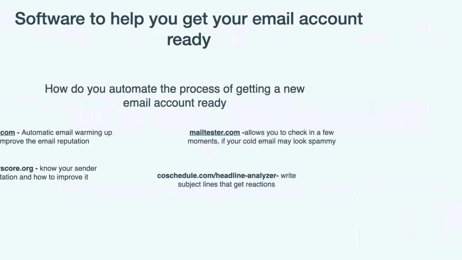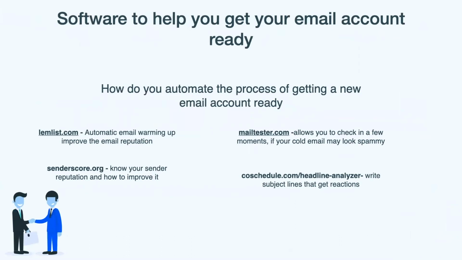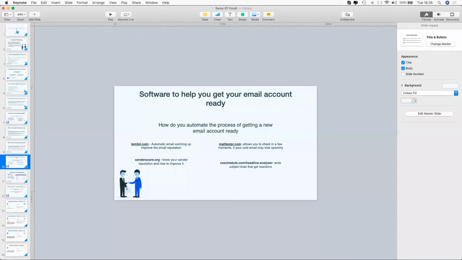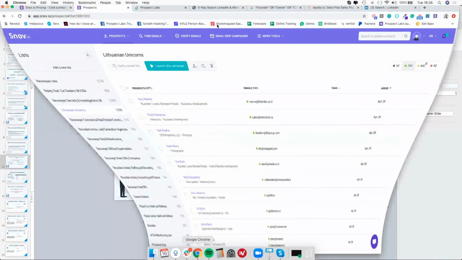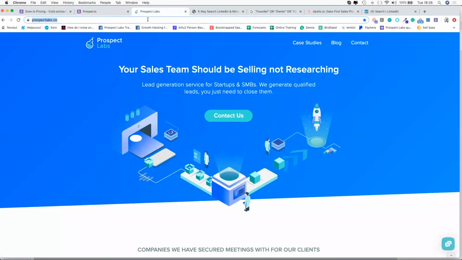And these are the two softwares that I recommend to help get your email account ready. So lemlist.com is the tool that is all about warming up your email, as well as sending. There are also some other tools that are quite cool. So Mail Tester for checking URLs, Sender Score, and also CoSchedule Headline Analyzer. There are a lot of different tools there in terms of how to get your domain ready. But if I quickly share my screen with Lemlist, I'll show you why this tool is really cool.